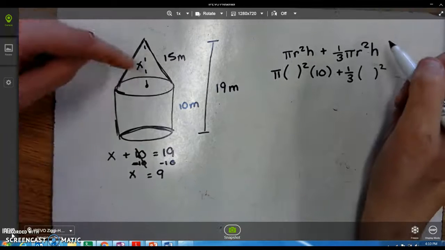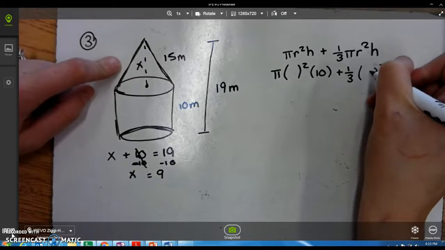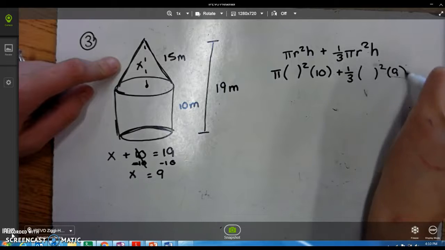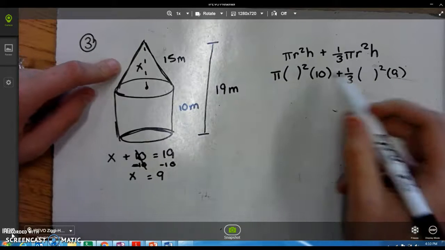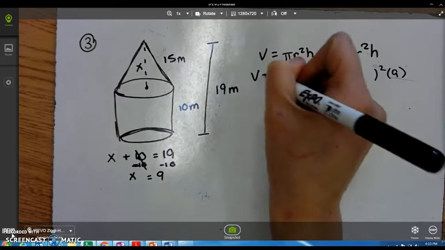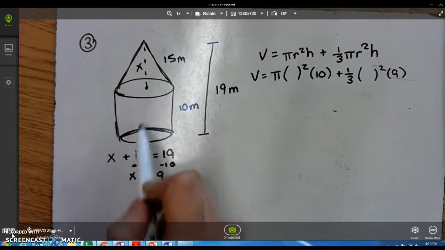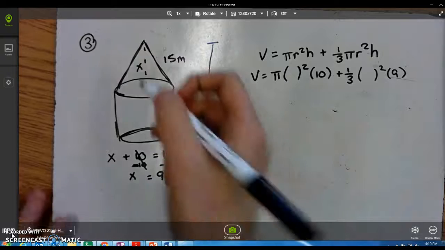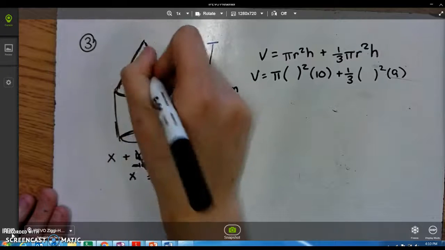So the height for the cone I found. And that's here. So now all I'm missing is the radius. And I can plug that into both formulas, because once again, since this has the same base, these are the same radius. Now, I'm going to replace this x with my 9.